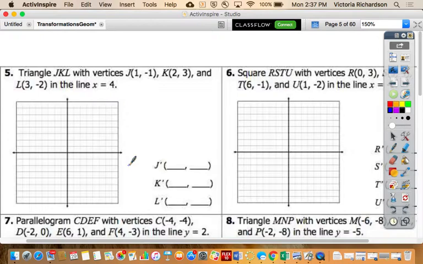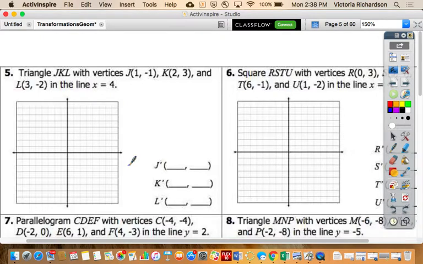So now we are going to reflect across the line x equals 4. If you remember, yesterday we reflected across the line x, which is also known as the x-axis, and we reflected across y, which is the y-axis. So today we're going to actually reflect across another line, which is not any more difficult than what we did yesterday. So the first thing that we're going to do is plot our points just like before.